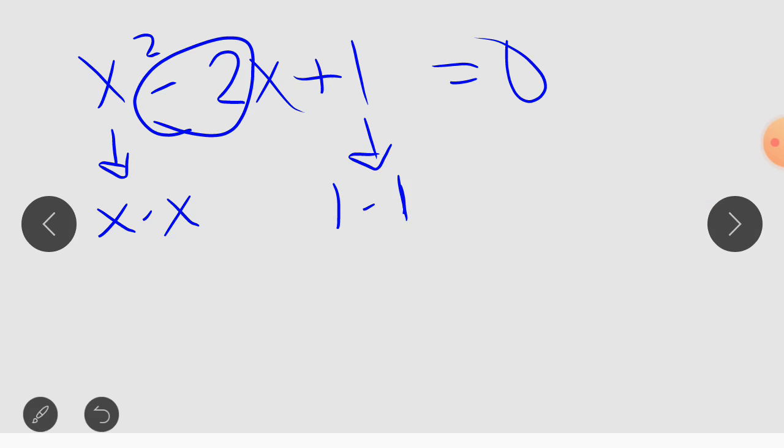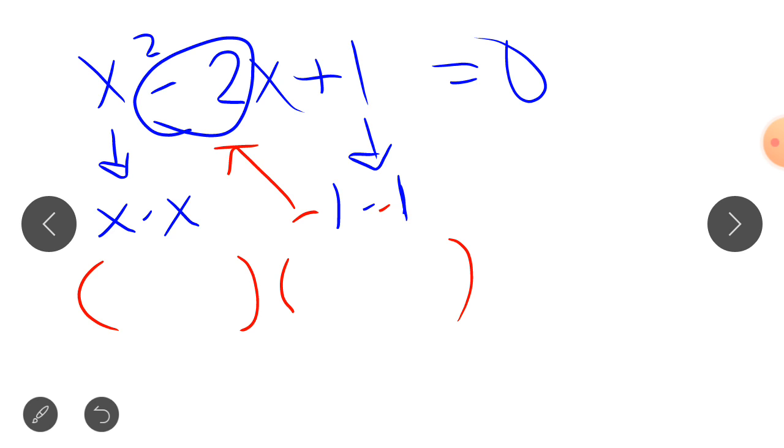Then we're going to make the factors of the last term the middle term. So we have the middle term negative 2. To make this negative 2, this must be negative and this one is also negative, so that when you add this, negative 1 plus negative 1, that will be negative 2. Okay, so let's rewrite the factors. So we have x times x, negative 1 times negative 1.